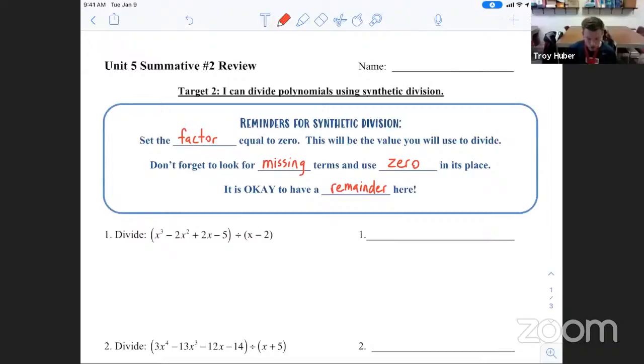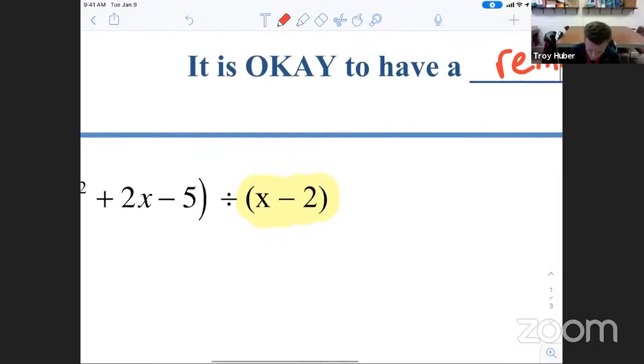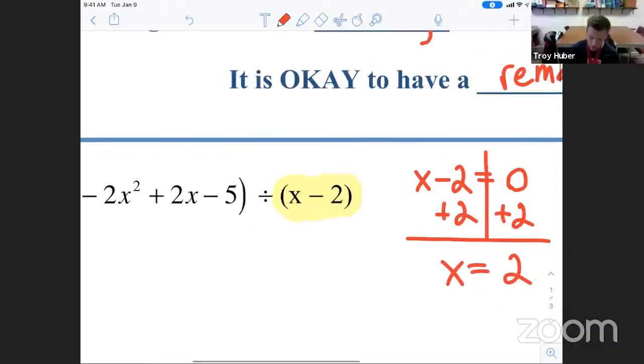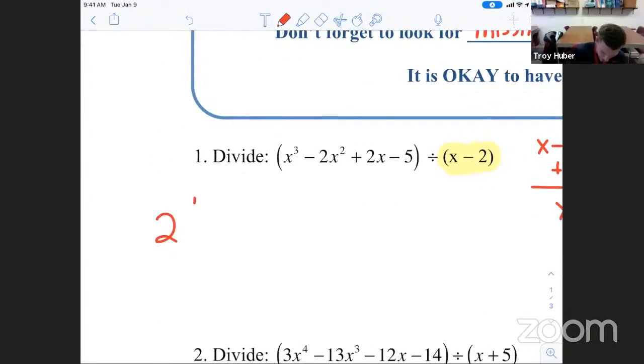All right. So your factor that you are going to set equal to 0 is going to be what you're dividing by. So in this case, it's this x minus 2. We are going to set that equal to 0. So x minus 2 is equal to 0. I'm going to add 2 on both sides. So I get x is equal to positive 2. Now, this is what we are going to write on the outside of our synthetic division hut.